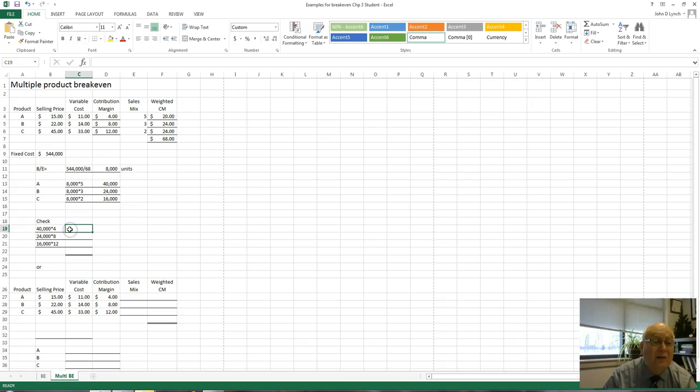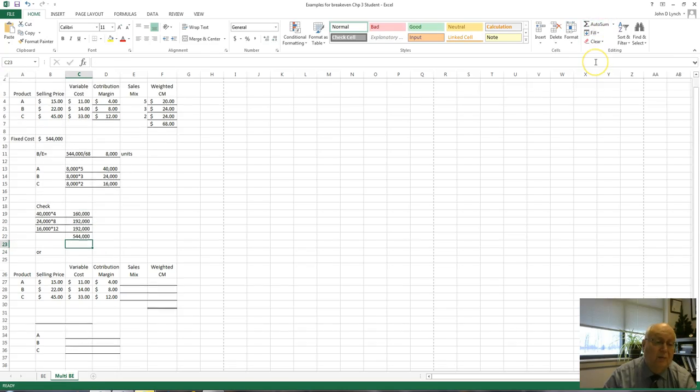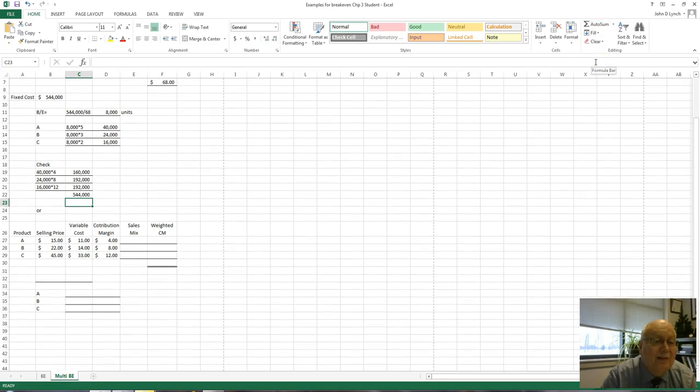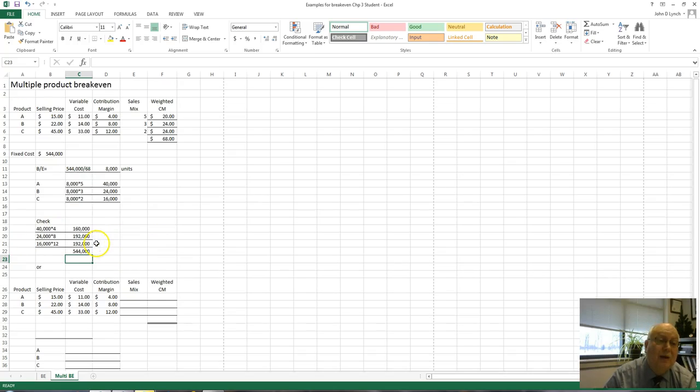So this should equal the 544,000. So we'll see if it does. We take the 40,000 times the $4, and that gives you 160,000. You do the other two the same way, and then you do a summation, and it equals 544,000. So that's just a check. You don't have to do that. That's just to verify it equals each other. They equal.